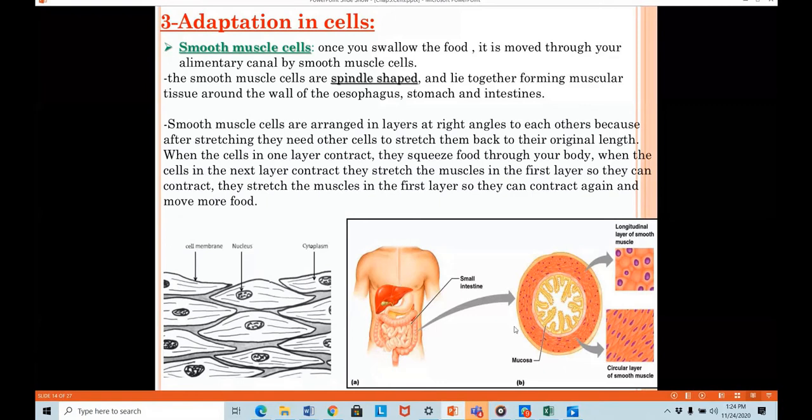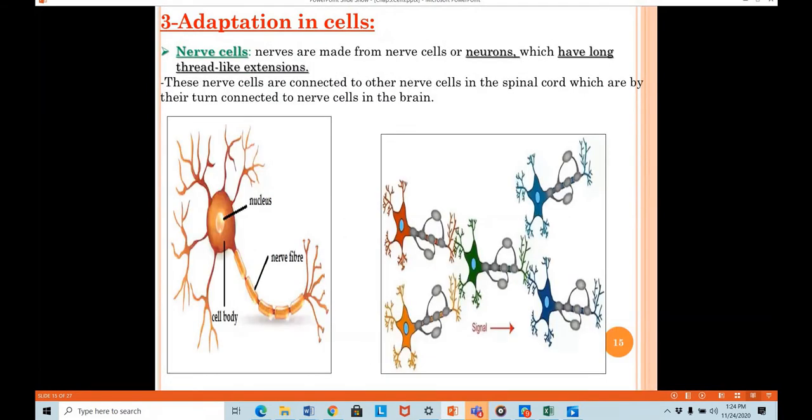So you can see the lining of our intestines over here. It consists of this mucosa, and here you have the longitudinal layer of the smooth muscle cells with which the intestines are made up, and this is the circular tissue of the smooth muscle. Clear about the smooth muscle cells, ladies? Yes. Okay, now let's move on to the next cell, which is the nerve cell.